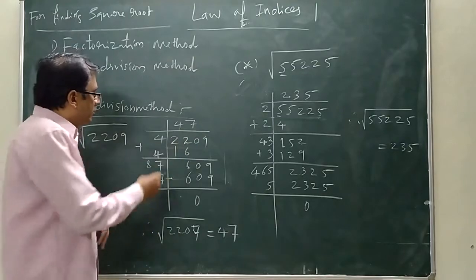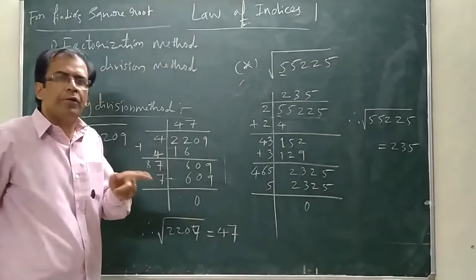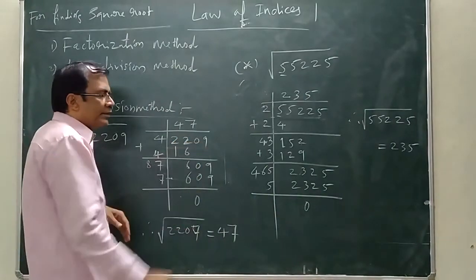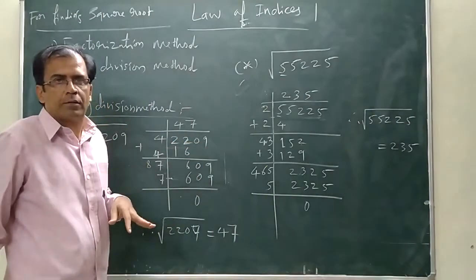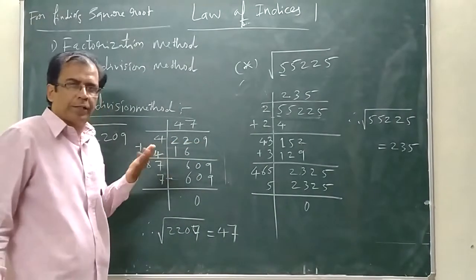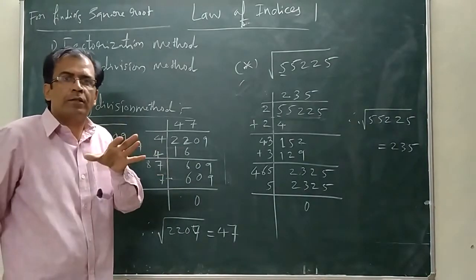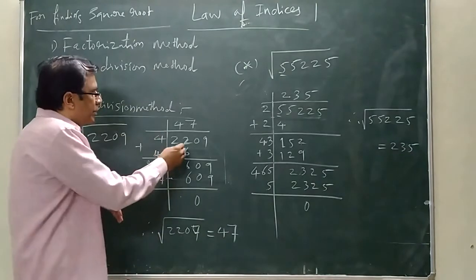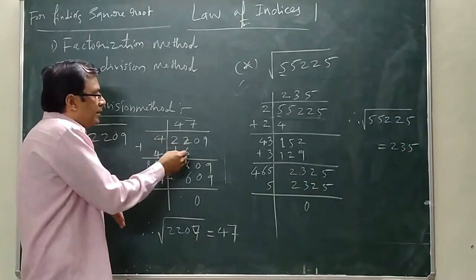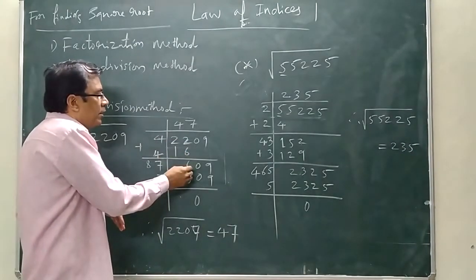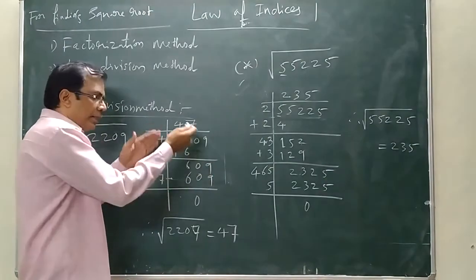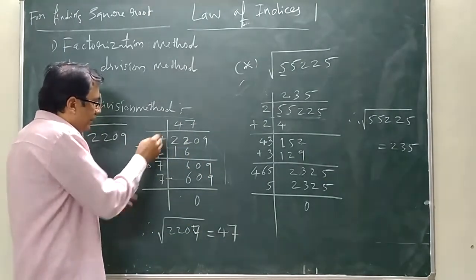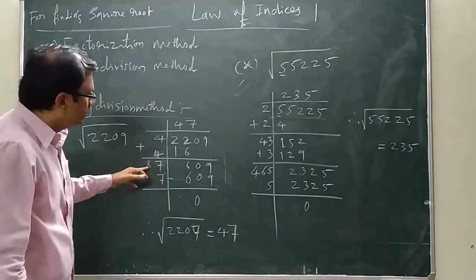2209 is the number. First you have to take 4 into 4. Why are we taking 4 into 4? Because you need a number whose square is less than 22. 4 into 4 you can get, 5 into 5 you cannot. So we have taken 4 into 4, 16. 22 minus 16, you are getting 6. And 0 as well as 9 you bring down below. And 4 plus 4, you need to add here, and 8 will be left.